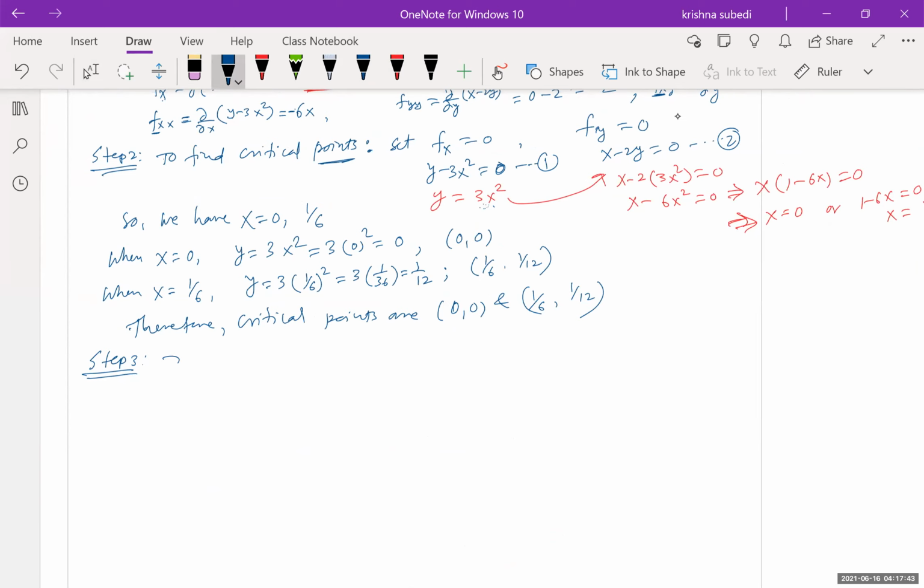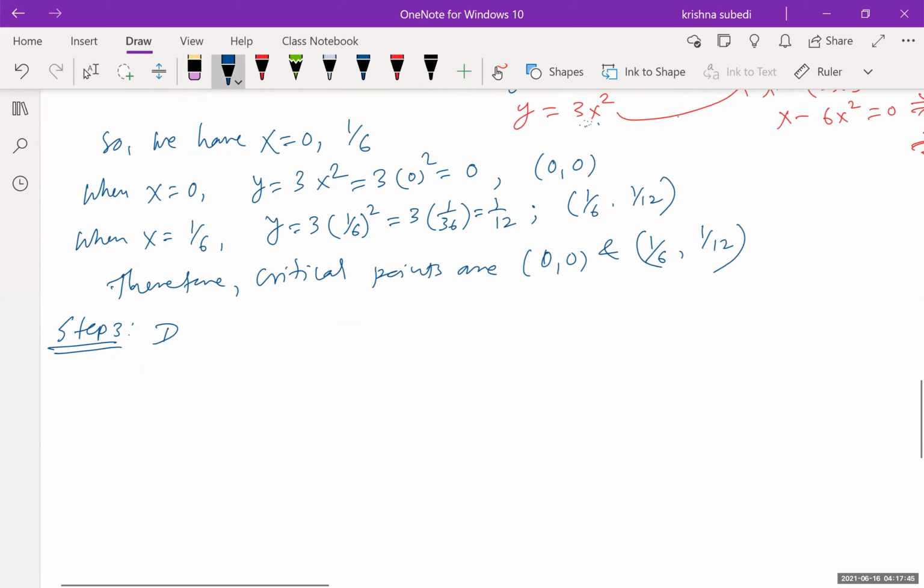I call it D-test, guys. For the second derivative test, I call it D-test, which is D equals, the formula is the second order partial derivative with respect to x, which is f sub xx times f sub yy minus f sub xy squared. That is the formula.